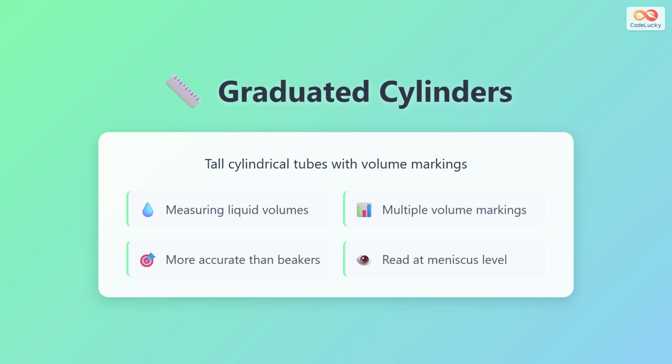When reading a graduated cylinder, always view it at eye level and read the measurement at the bottom of the meniscus, which is the curved surface of the liquid. These cylinders are more accurate than beakers, but less precise than volumetric flasks, making them ideal for everyday volume measurements in the lab.